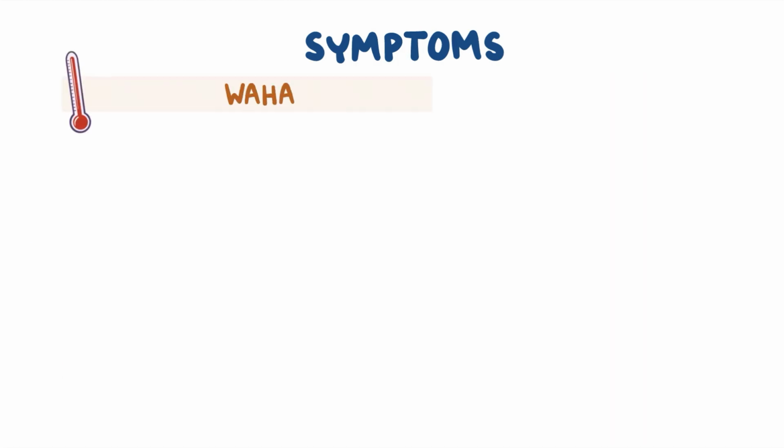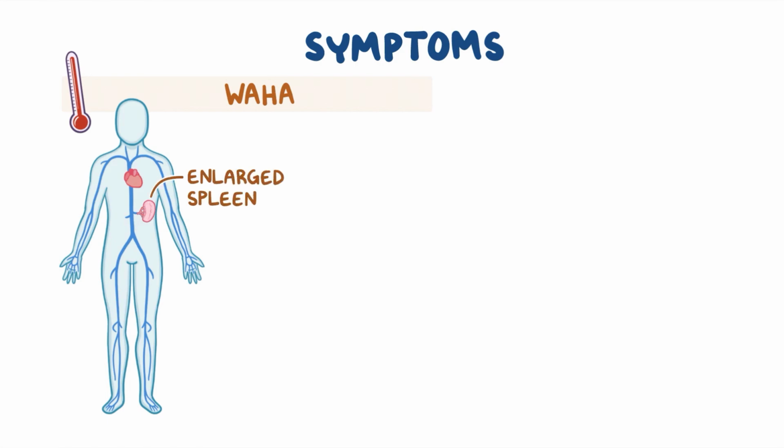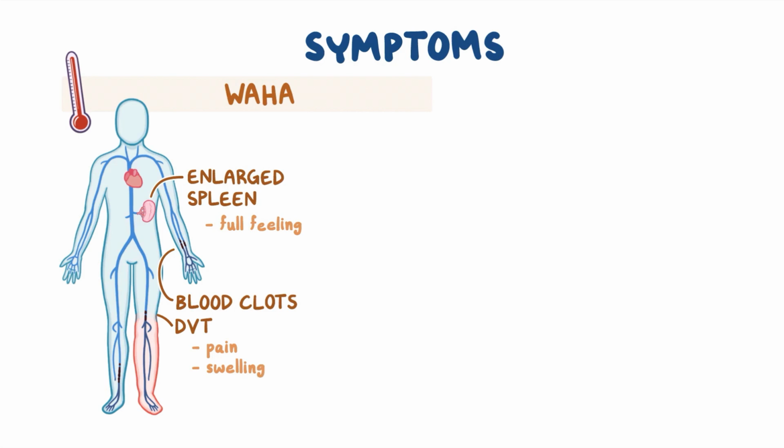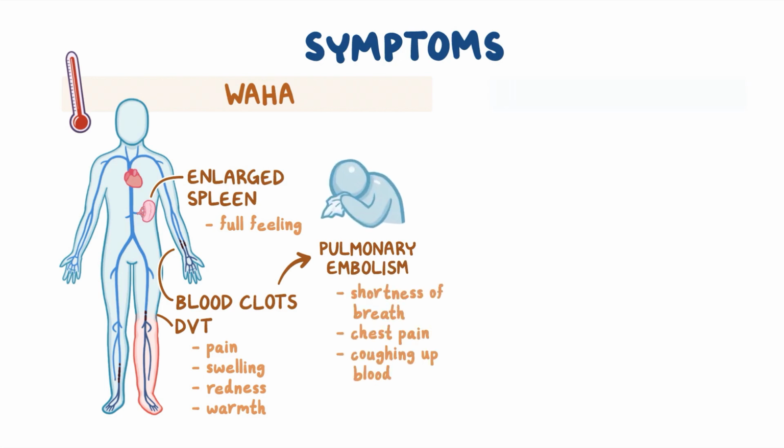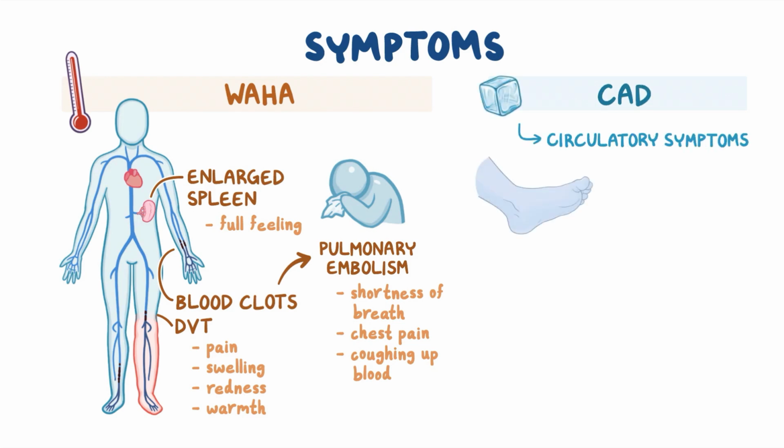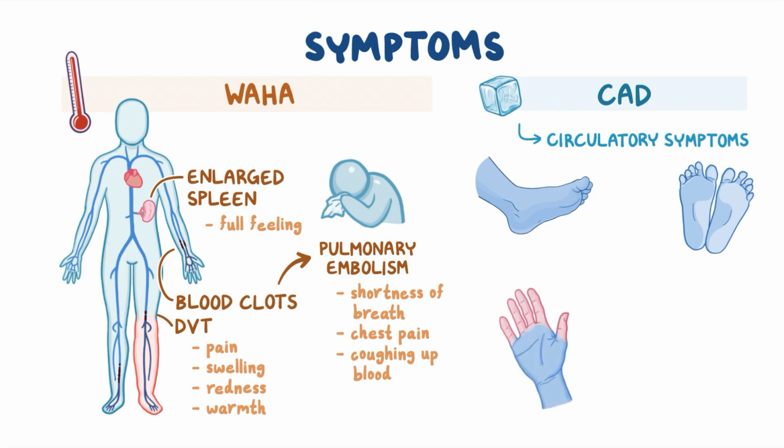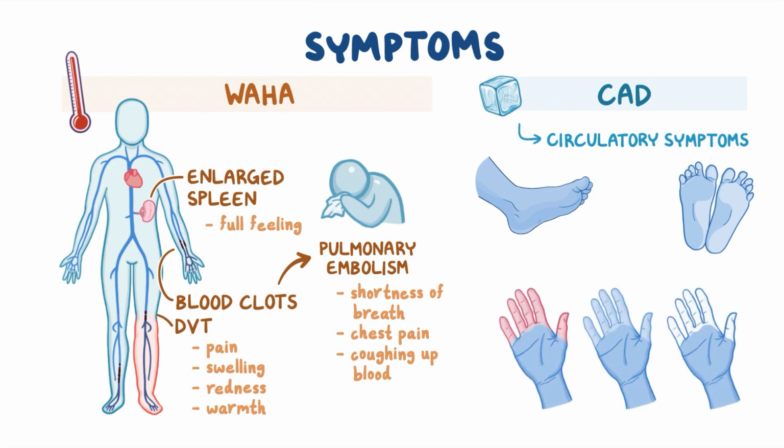Individuals with wAIHA may also develop an enlarged spleen, causing a full feeling in the abdomen. Individuals may also develop blood clots that can form in the legs, called deep vein thrombosis, and cause symptoms such as pain, swelling, redness, and warmth in one leg. Clots can detach and travel to the lungs, called pulmonary embolism, causing symptoms such as shortness of breath, chest pain, and coughing up blood. Individuals with CAD may also experience circulatory symptoms such as cold fingers and toes, and painful bluish or reddish discoloration of the fingers, toes, ankles, and wrists, also called Raynaud phenomenon.